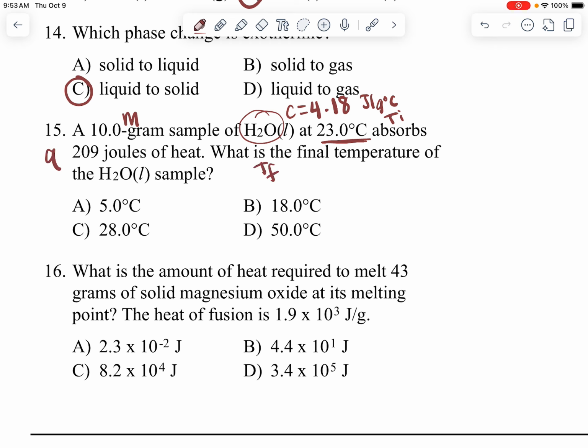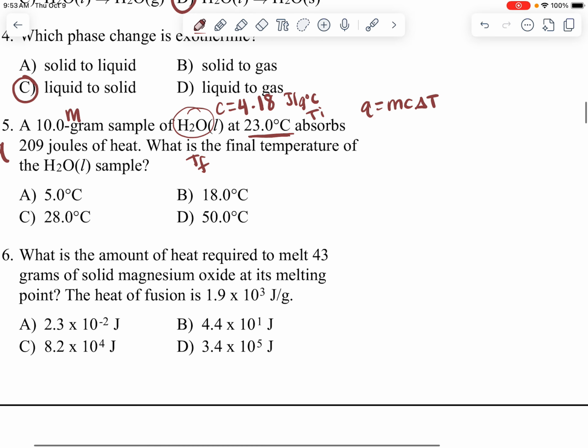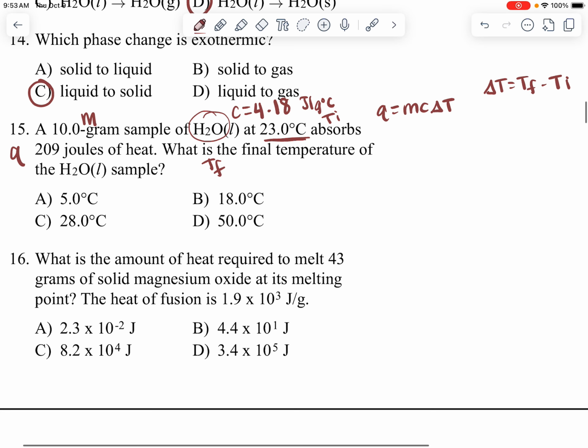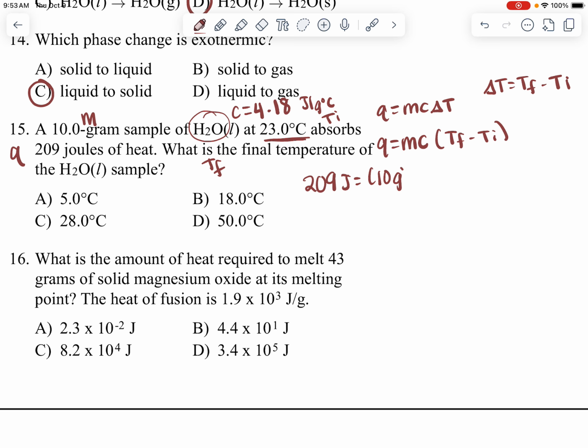Okay, so since we have a delta T, they're looking for final temperature. I'm definitely going to use this equation. Remember, guys, that delta T is T final minus T initial. All right, so I'm going to substitute that in. I'm going to say Q equals MC TF minus TI. All right, so plug it in. 209 joules equals 10 grams times 4.18, because it's water, times TF minus 23. All right, so you could plug it all in, divide by 10 times 4.18.